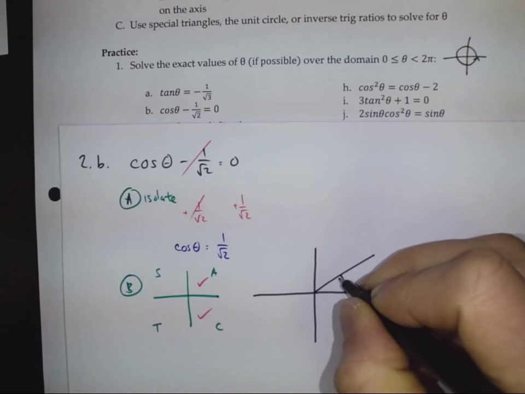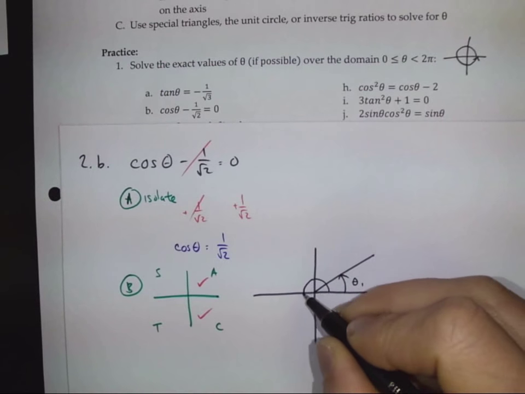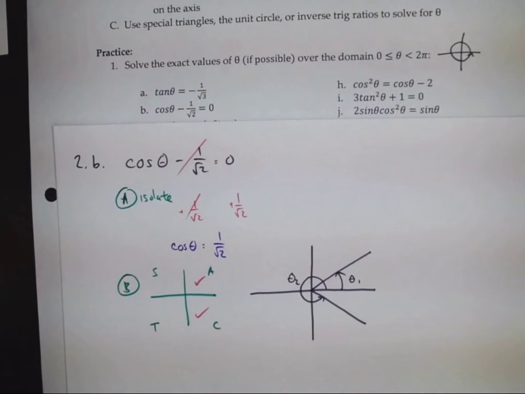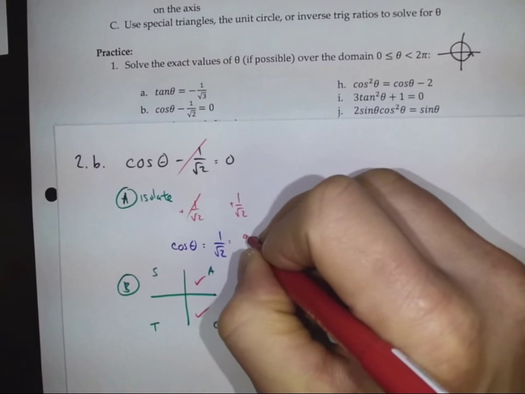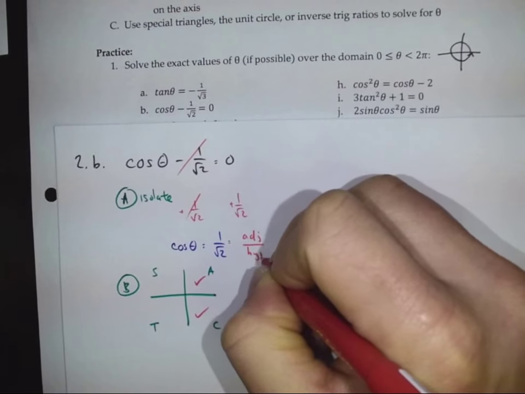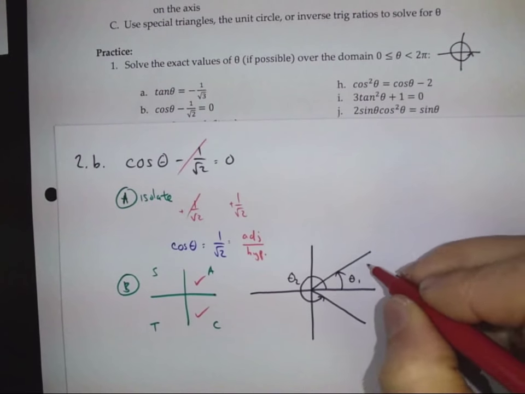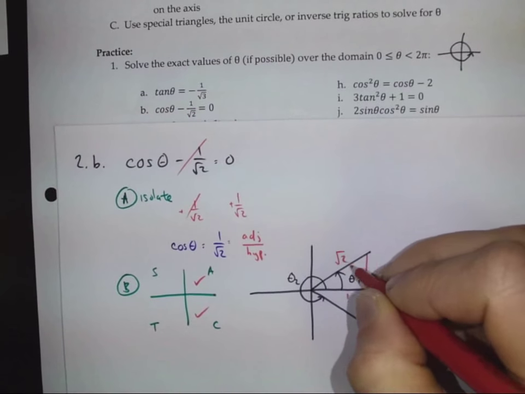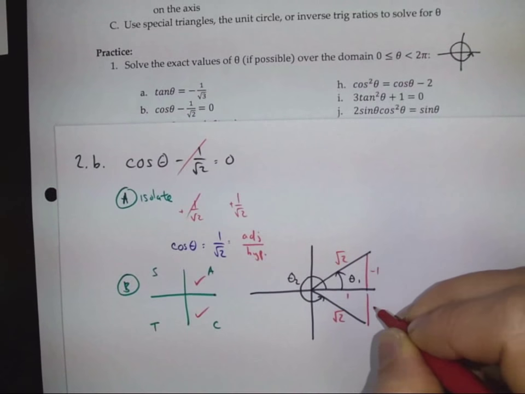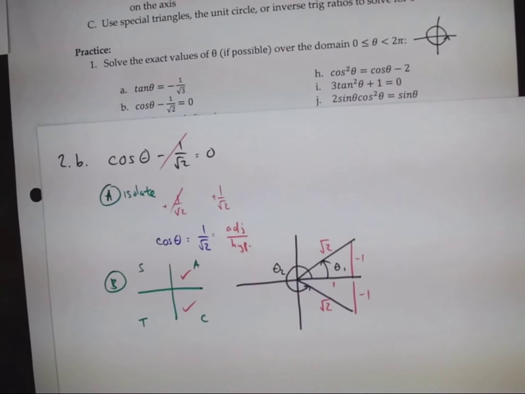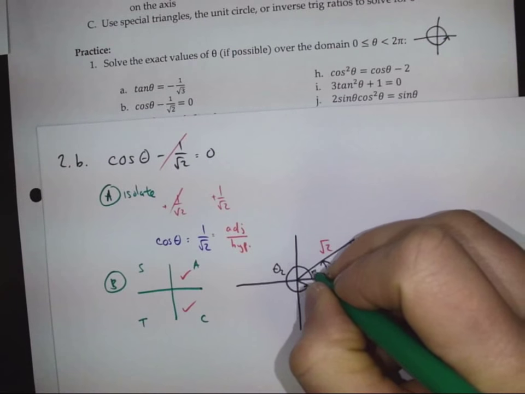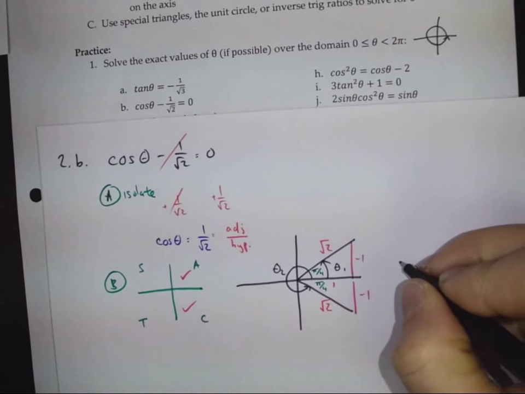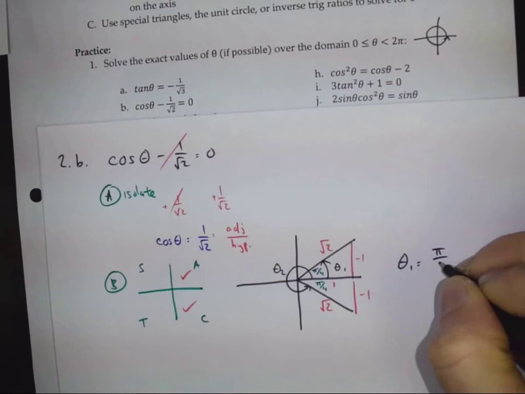We know it terminates in this quadrant, so we'll call that theta 1. And we can have another one that terminates down here, and we'll call that theta 2. And we know that this is the adjacent over the hypotenuse. So that means that we can draw a triangle. Say the adjacent side is 1 and the hypotenuse is root 2, and that makes this a 1, 1, root 2 triangle, meaning our reference angle is pi by 4. Okay, so theta 1 is pi by 4.